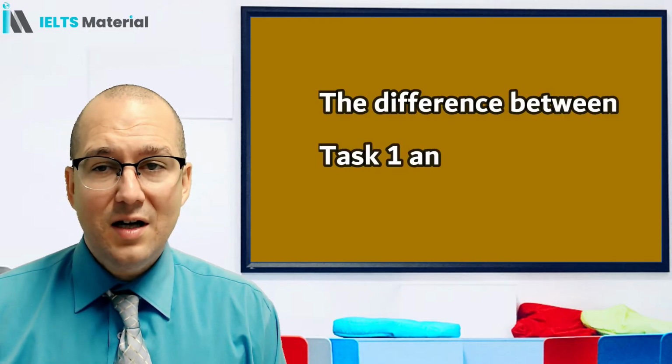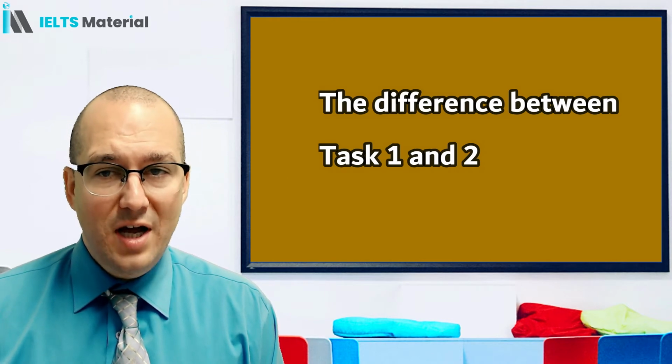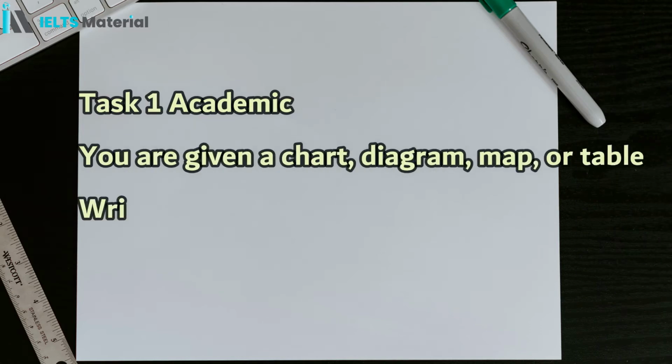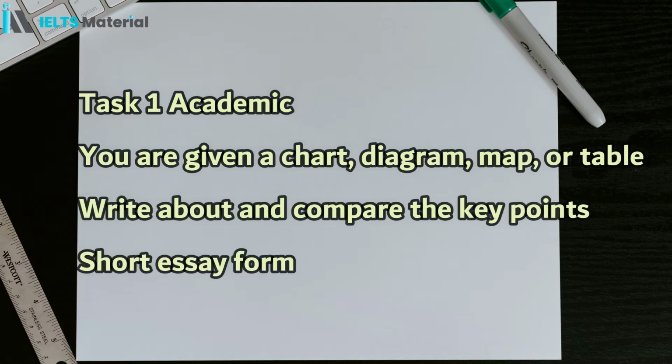Well, let's move on to talk about how Task 1 and Task 2 are different, both with general and academic. In Task 1 academic, you're given a chart, a diagram, map, or table. You must mention and/or compare the key points, and this is a short essay form, usually around 4 paragraphs.